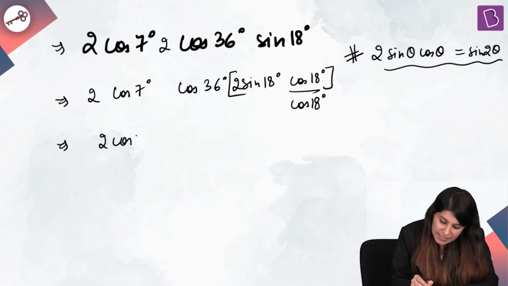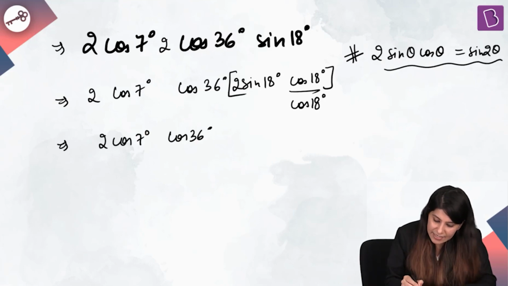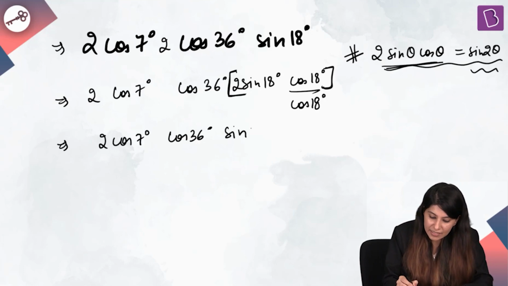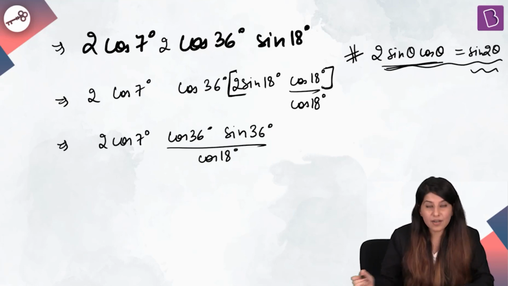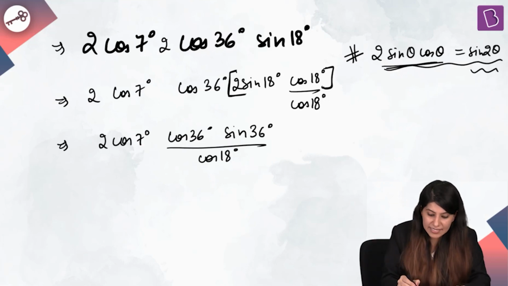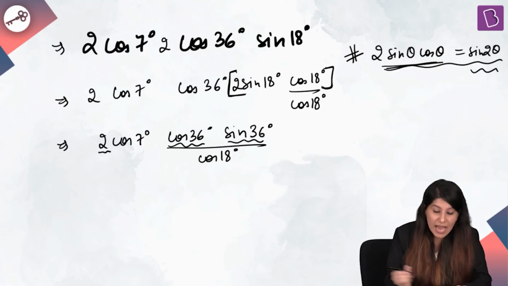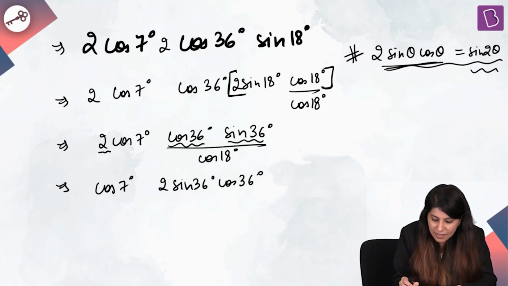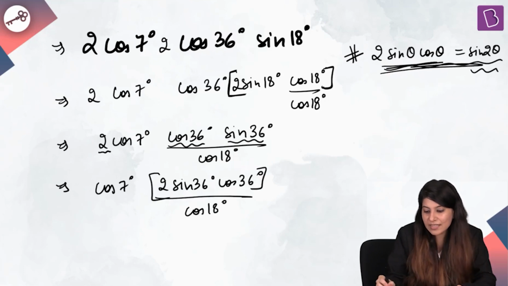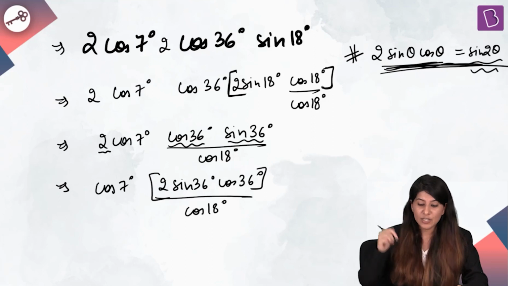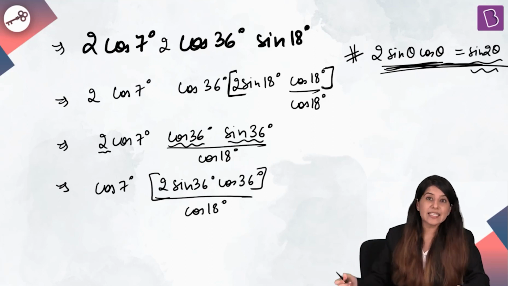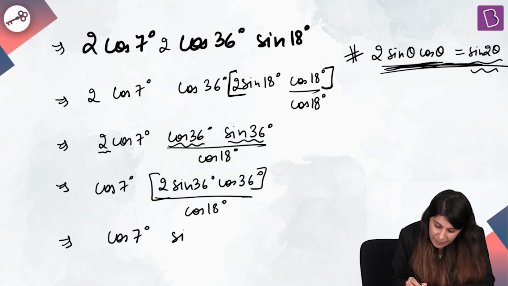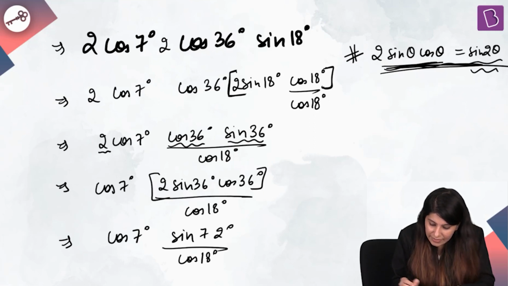Yes. So 2 cos 7 degree, cos 36 degree as it is, and this 2 sine 18 degree cos 18 degree will be nothing but sine 36 degree, and there is already a cos 18 degree in the denominator. Now the moment I see sine 36 degree, cos 36 degree and a 2 over here, I'll write it together. Just like this, 2 sine 36 degree cos 36 degree whole upon cos 18 degree. This is what? Again this formula, isn't it? The same important formula. 2 sine theta cos theta is nothing but sine 2 theta. 2 sine 36 degree cos 36 degree is nothing but sine 72 degree. Let's write it over here. cos 7 degree, sine 72 degree whole upon cos 18 degree.